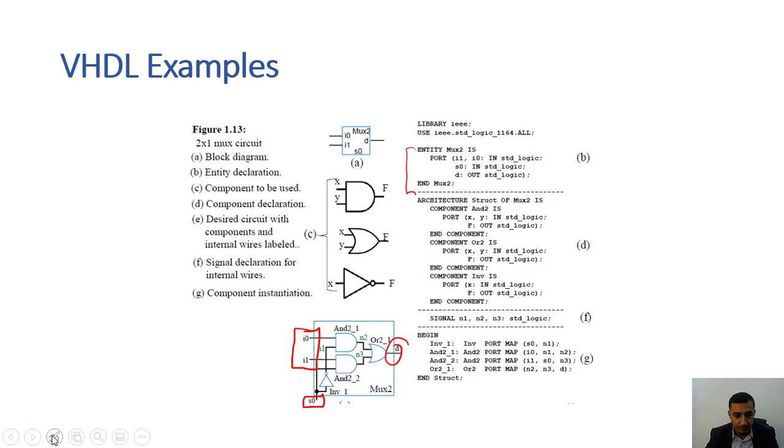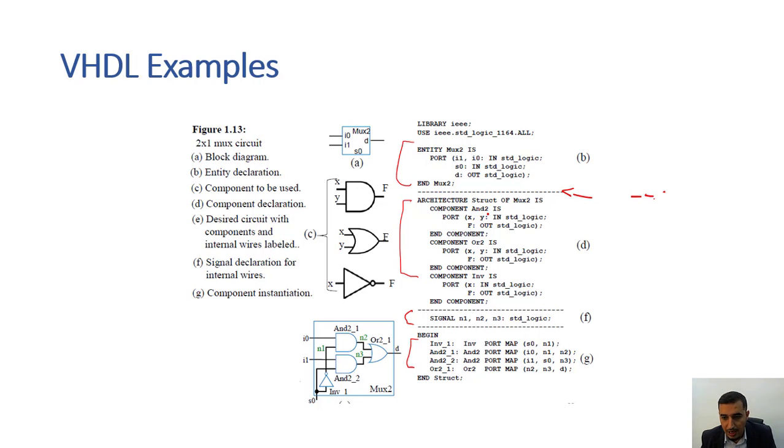The next step is to call the components. Architecture structure of mux is. See these lines: if you remember in week 2, I told you that 2 dashes or 2 hyphens are considered a comment. These lines are just to make things look nice. So you can see here I have my entity, here I have my components, here I have my signals, and here I have my port mapping.